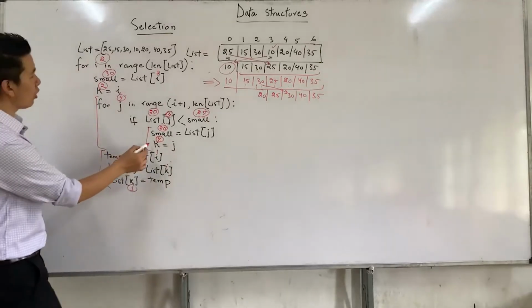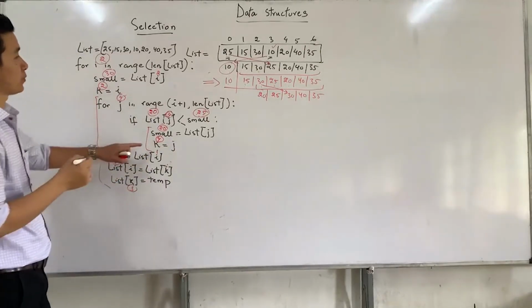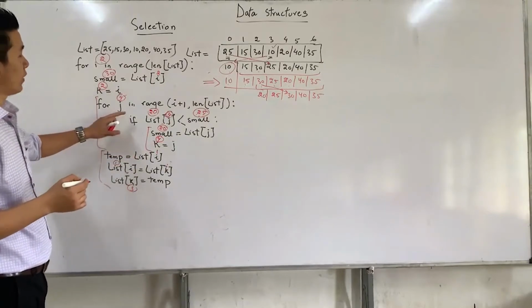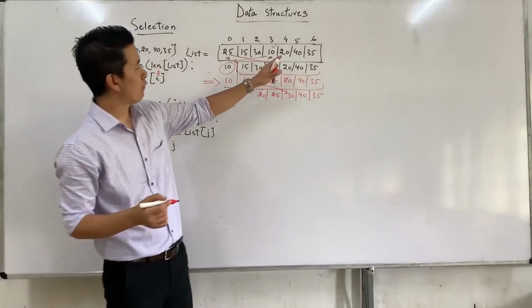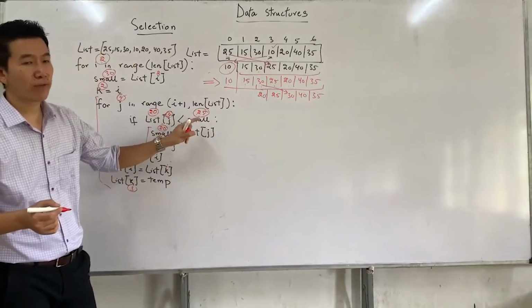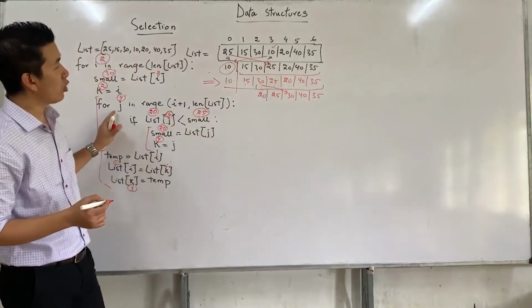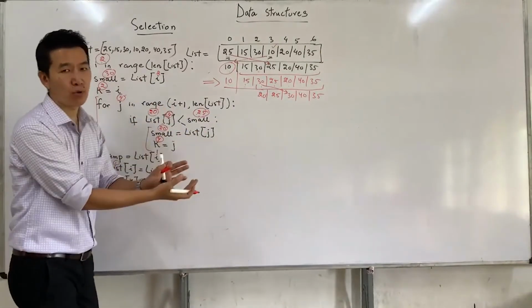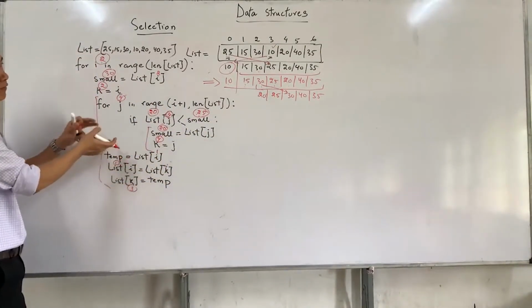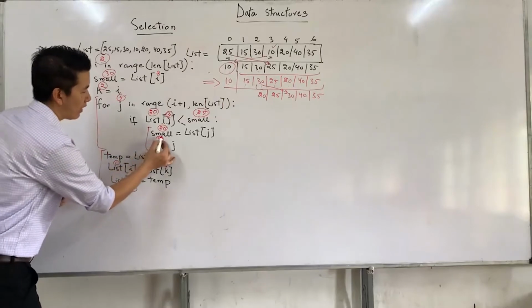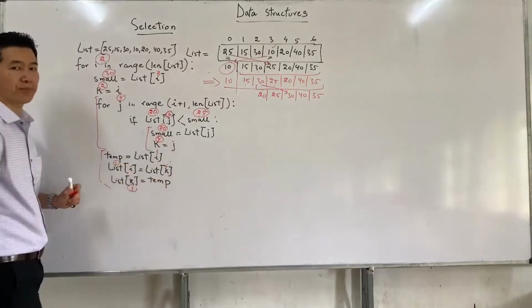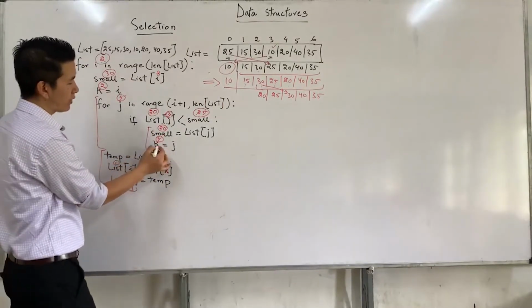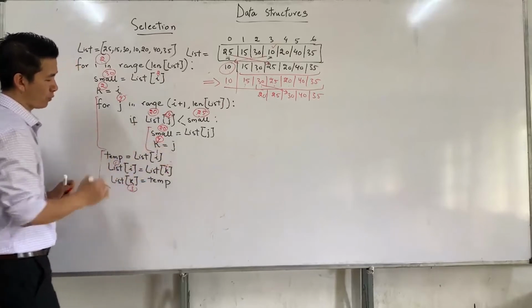When the value of J changes to 5, it points to 40. 40 is not less than 25. Finally, when the value of J becomes 6, 35 is not less than 25 either. So at the end of the third outer loop, you will have the new value of small as 20, and the new value of K as 4.